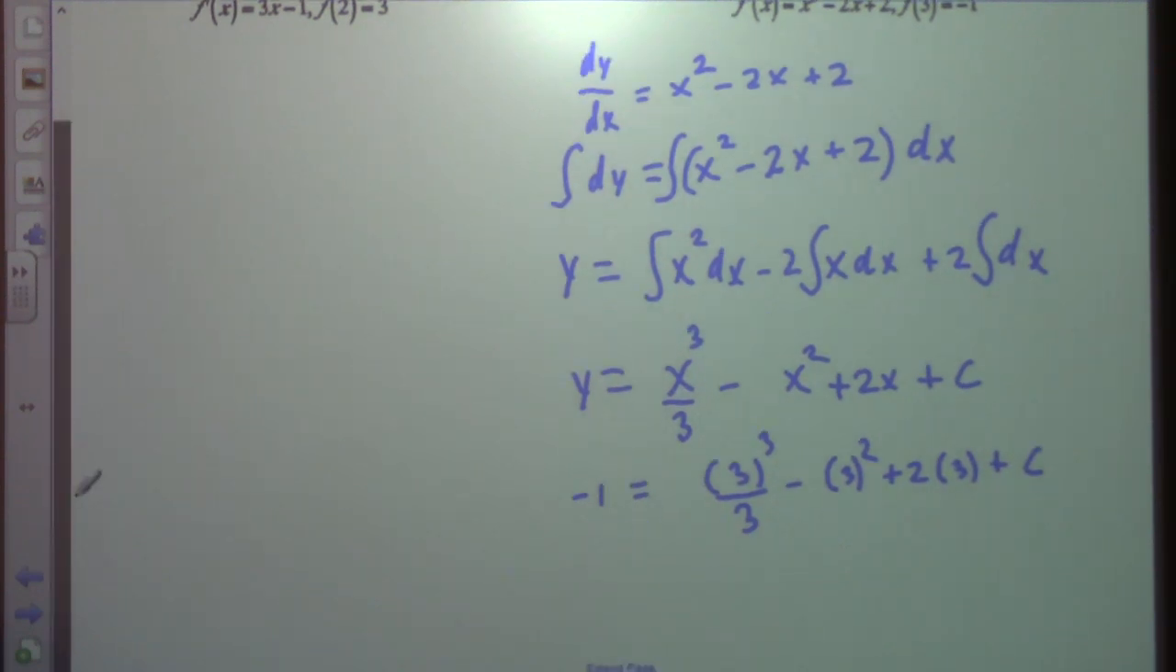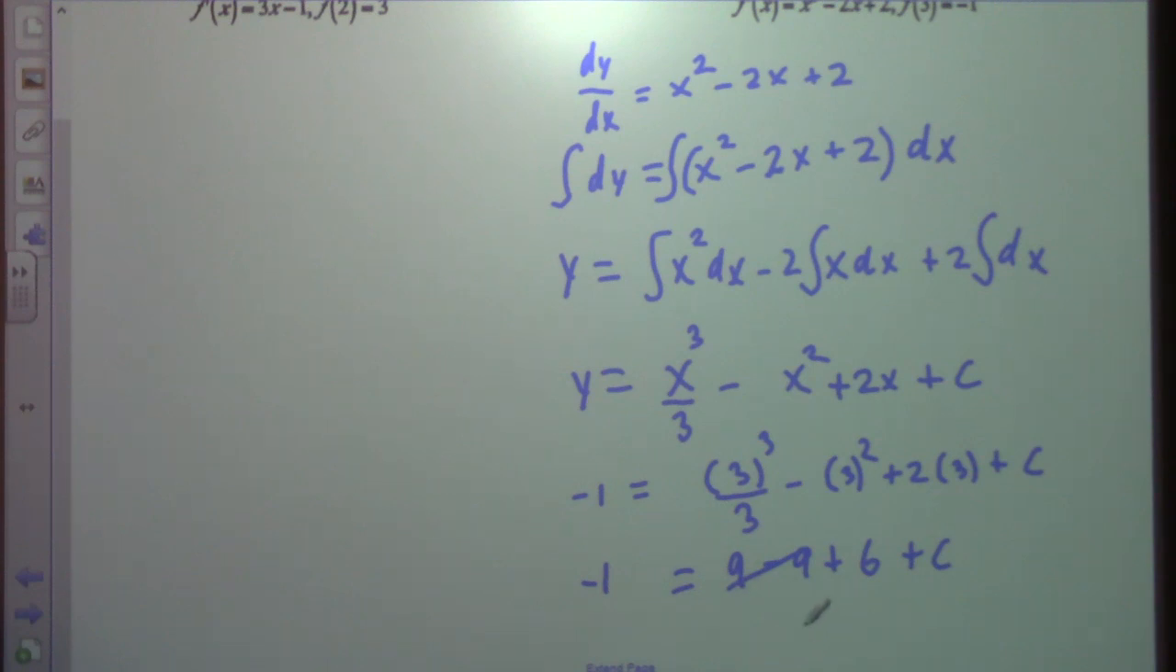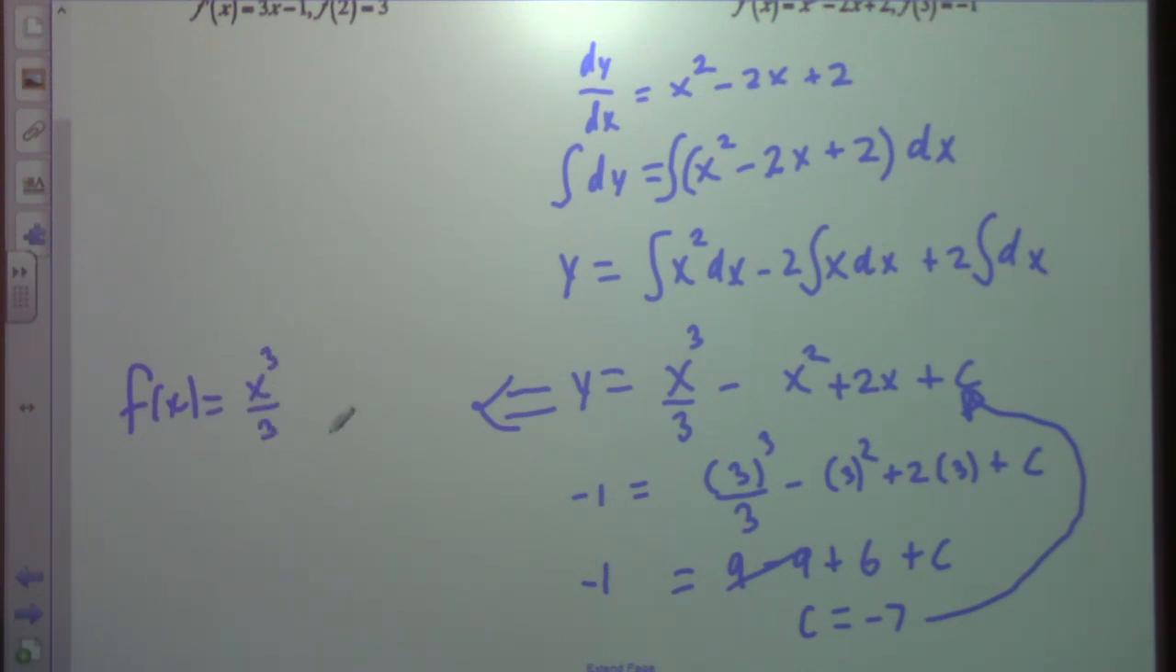And so here we have 9, negative 1 equals 9 minus 9 plus 6 plus c. So they will cancel. So c is equal to negative 7, is that right? And so I'm just going to go to the left here. So we have f of x equals x cubed over 3 minus x squared plus 2x minus 7.